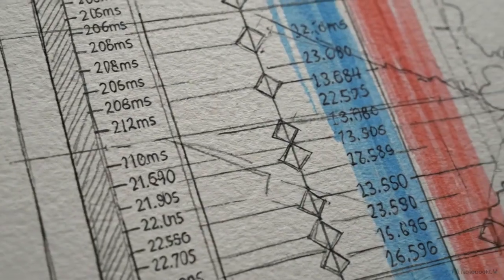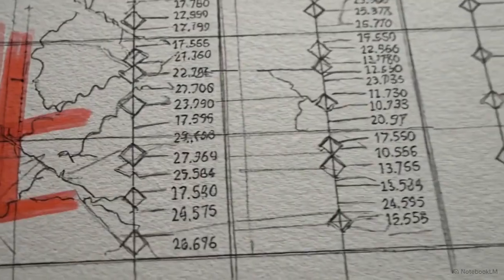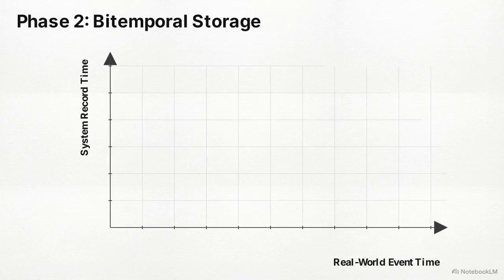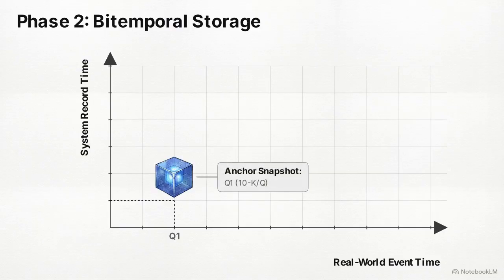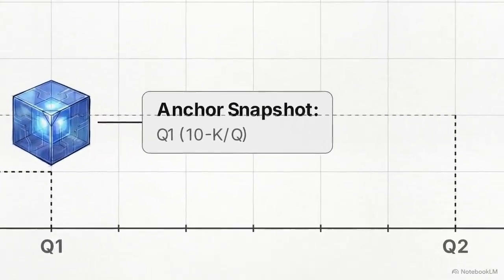Once that data is structured, how do we store it without recreating the look-ahead bias of a standard vector database? The solution is Phase 2, bitemporal storage. This is a dual-axis database that tracks both when an event occurred and the exact millisecond the system recorded it. It starts by generating an anchor snapshot. This is a complete materialized state vector, a massive block of data generated during major disclosure events like an annual 10-K filing. But companies change between these quarters.